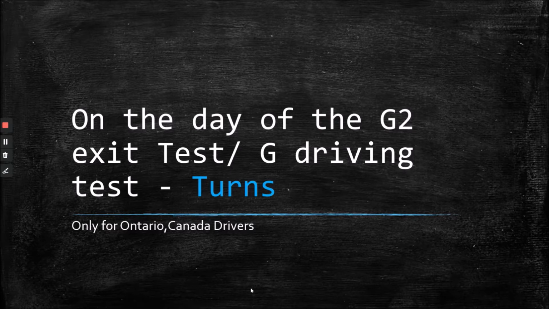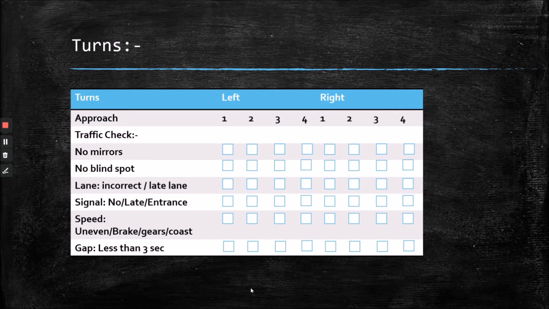Let's talk about making turns. First of all, when you have to start a turn, the first thing is approach. So let's take a left turn for example here. If you are approaching while making a left turn and you don't check your rear mirror or your side mirror, that's a first minor error. Second thing, if you don't check your blind spot, one more error. If you are making a left turn and you are in an incorrect lane or you come into the right lane a little bit late, again it's an error.